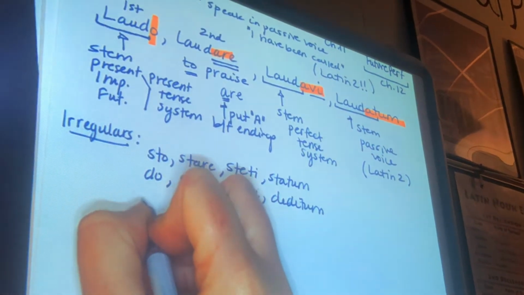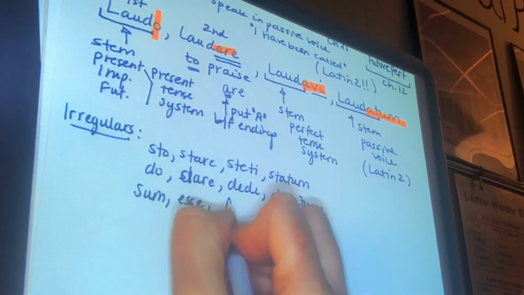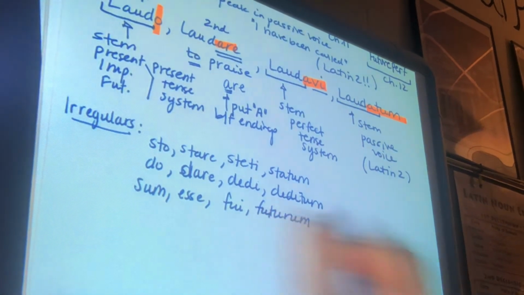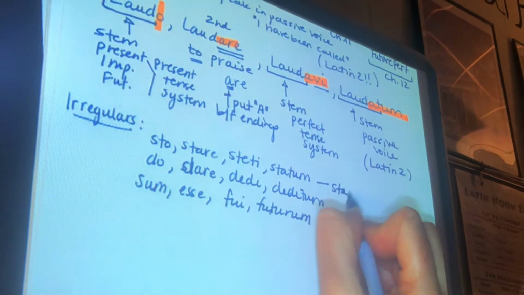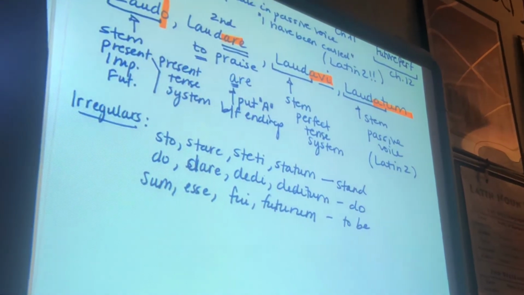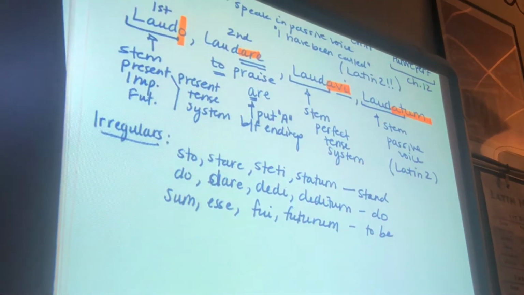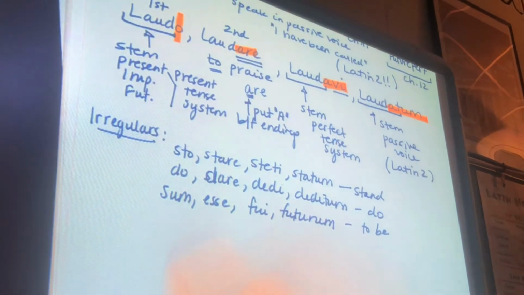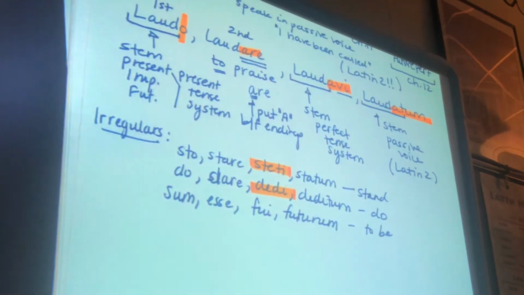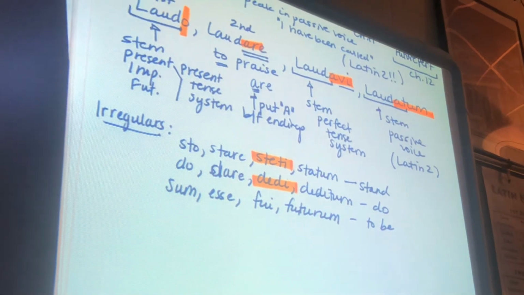And then the verb to be is always weird. Sum, esse, fui, futurum. Okay. Stand, do, and then to be. This sum, esse, fui, futurum will work a lot more in the next chapter. So sto, stare, steti is weird. Do, dare, dedi. They are just not following the pattern of o, are, awi, atum.